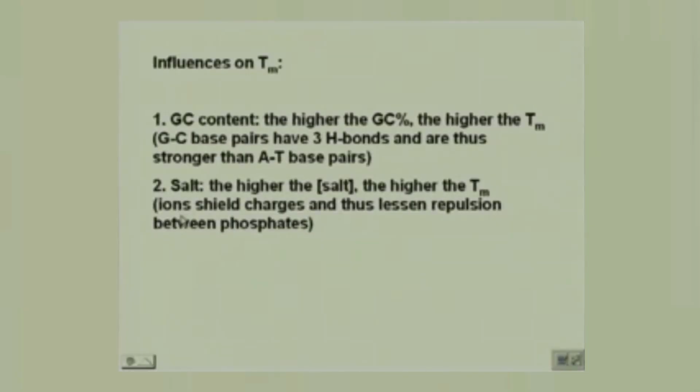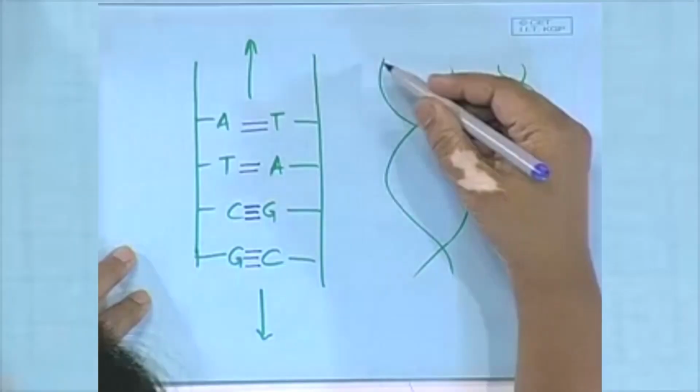The salt is going to shield the charges, lessen the repulsion between the phosphates, and the higher the salt concentration, the lesser the repulsion, then the higher the Tm. What is going to happen? The higher the salt concentration, suppose you have a large amount of magnesium. What is going to happen? The ions are going to shield the phosphate charges on the backbone.